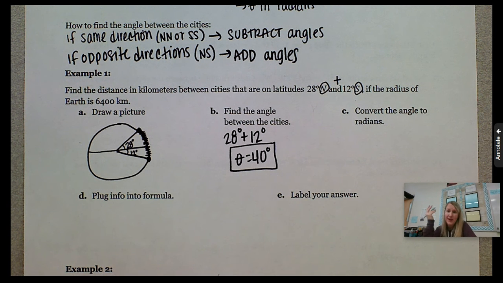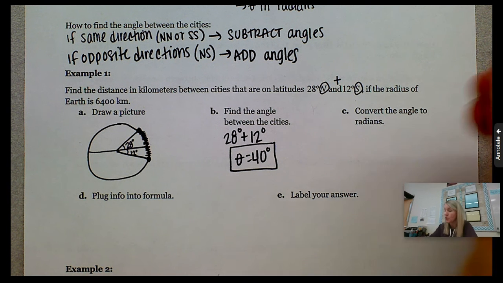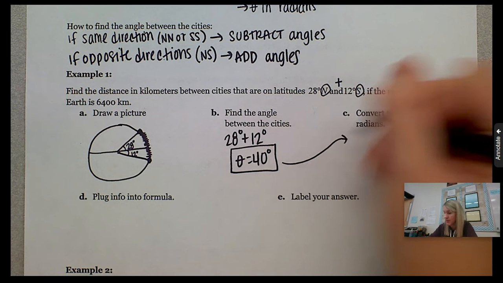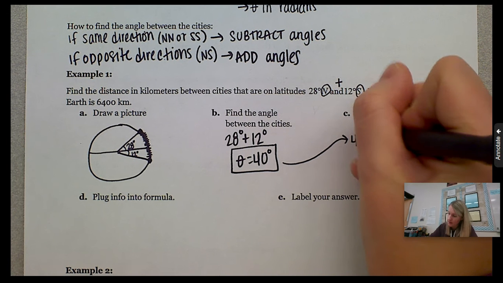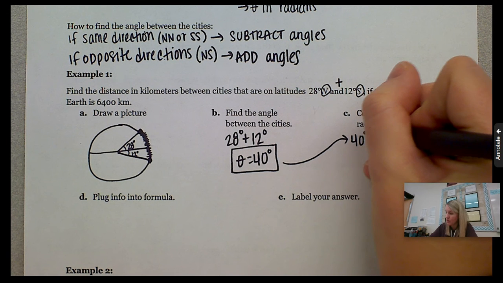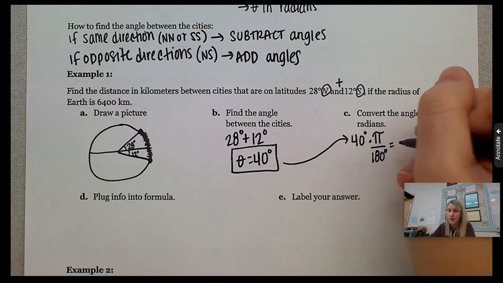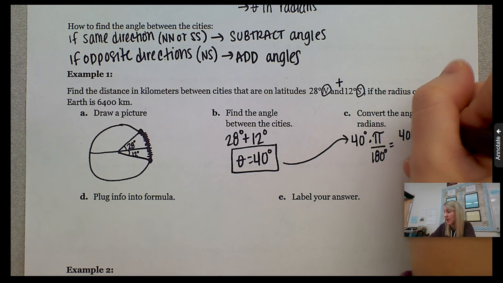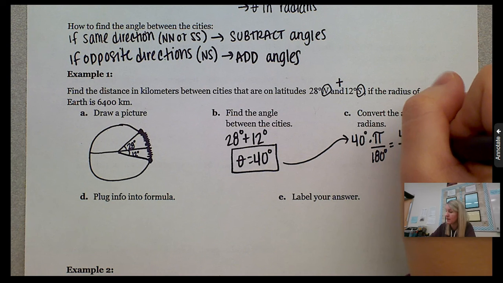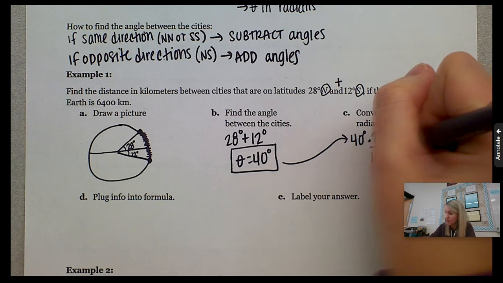So the issue is we have an angle in degrees, and that doesn't really help us. We want the angle in radians because anytime we plug into that formula, we need radians. So we're going to convert it to radians. I'm going to take 40 degrees, and I'm going to multiply it by pi over 180. That gives me 40 pi over 180, right? Because remember, the main thing is we want to cancel the degree symbols.